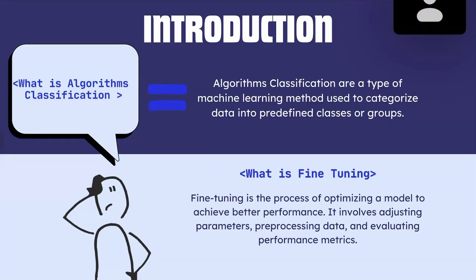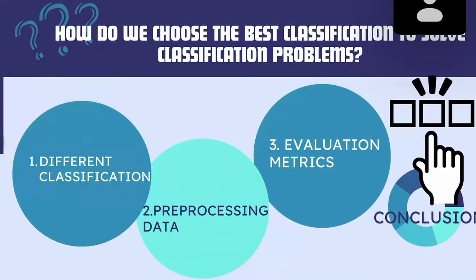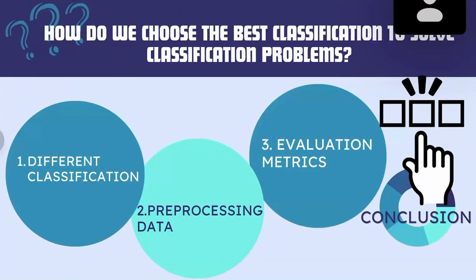So analyzing this chapter helps us address one question: how do we choose the best classification algorithm to solve classification problems? We will introduce two algorithms and talk about different classification, pre-processing data, and evaluation metrics, and then conclude with ROC and AUC to identify the best performing model.